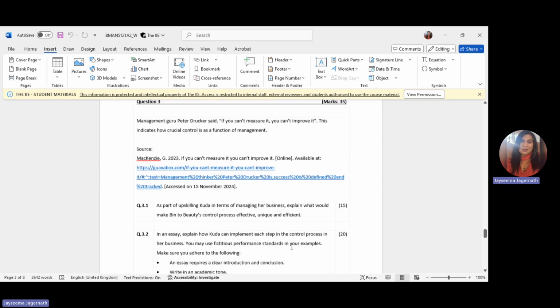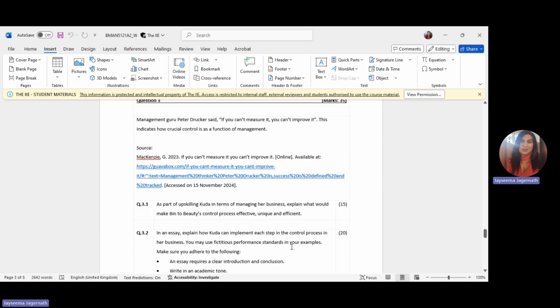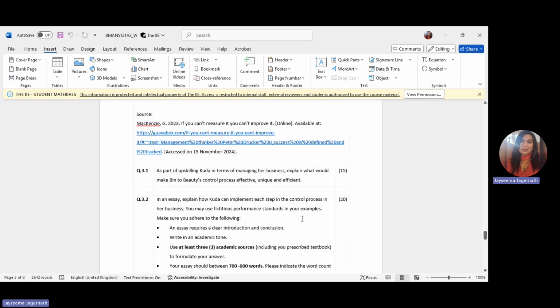Always remember that when you are giving or recommending, you justify for the full marks. Question 3 deals with controlling, and that is chapter 8 of your textbook. So you're going to have to read up on that, and that will enable you to answer the 2 questions that follow.